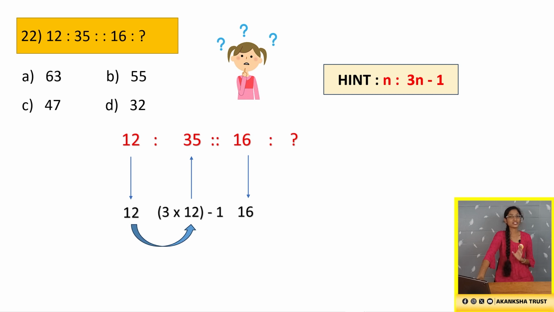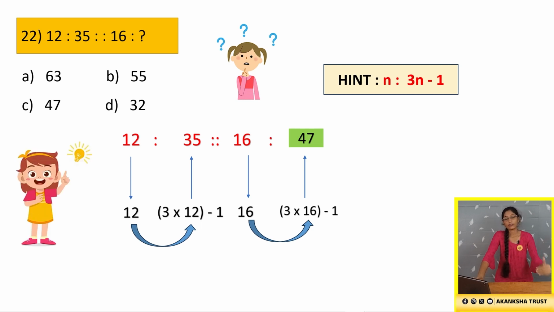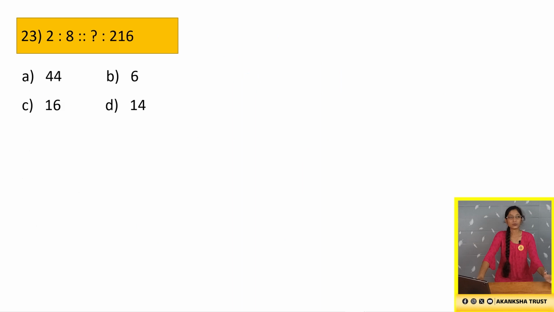Taking the same operation to the next set, 16. What is 16 into 3? 48 actually. 16 times 3 is 48, minus 1, 47. So 47 is our required answer. We have to choose that. Where is it? 47 is in option C. So we have to choose that as our answer. Okay. Move to the next question.